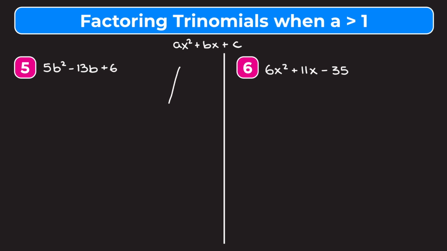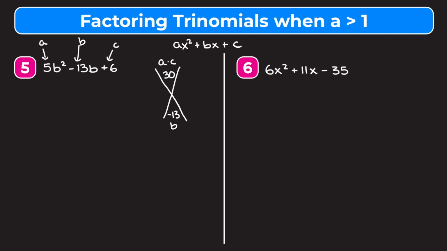So we want to start by drawing our x. And in the top of our x, we want to put a times c. In this problem, our a is 5 and our c is 6. So when we multiply 5 by 6, we get a positive 30. And in the bottom of our x, we want to put our b term, which in this problem is negative 13.